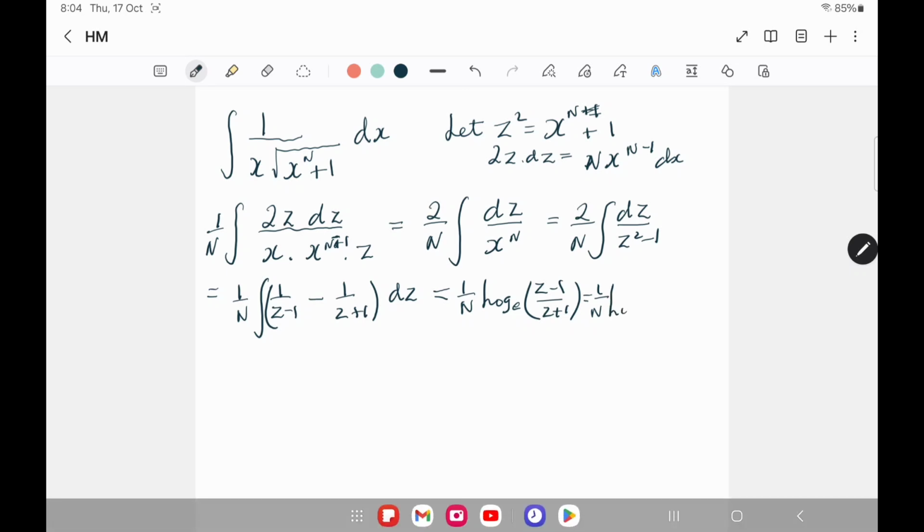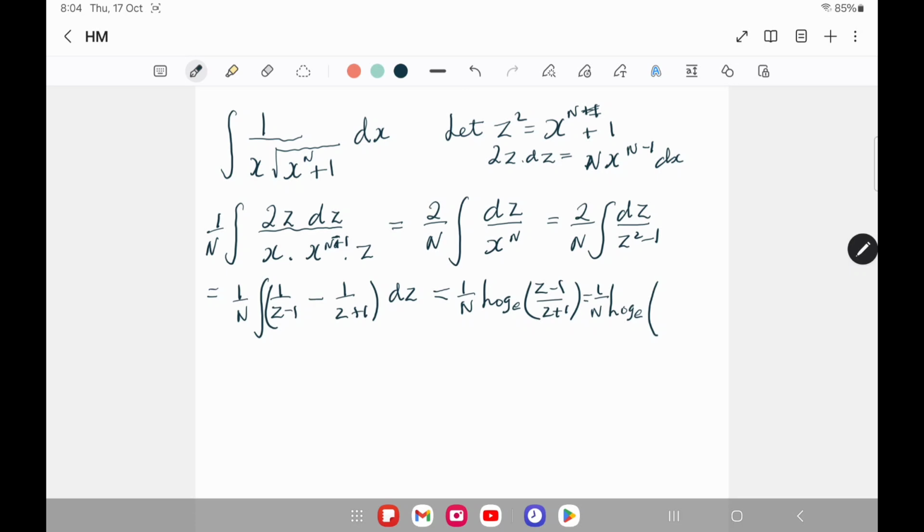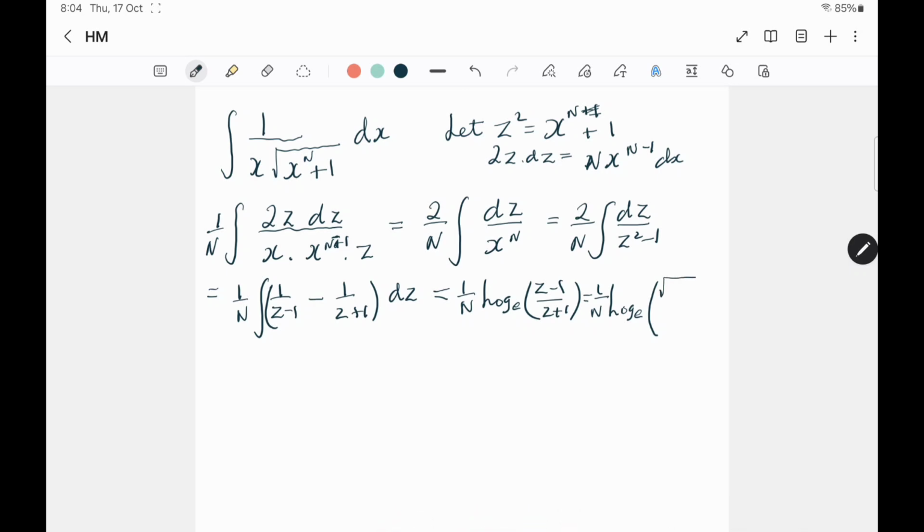log to base e, and that would be x to the n plus 1 minus 1 over square root x to the n plus 1 and then plus 1. That completes that one.